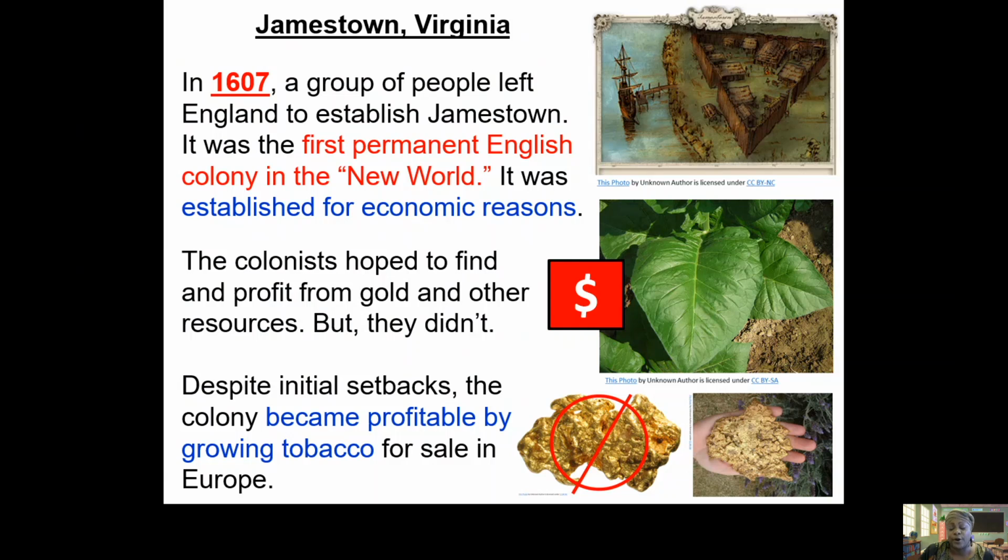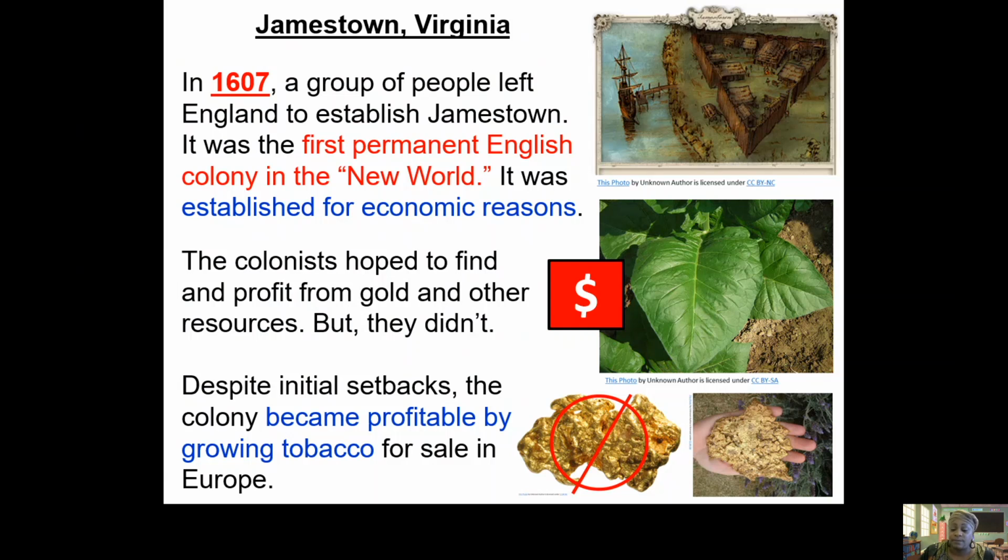This is the first permanent English colony, because there was another colony called Roanoke, but something happened at that colony where we don't really know what happened to the people. They disappeared. They came up missing. Nobody knows what happened to them. And so that colony failed. That was Roanoke. But years later, you're going to have Jamestown. Jamestown will be a successful colony, but it didn't start off like that.